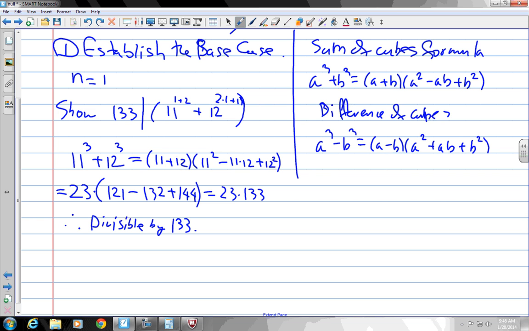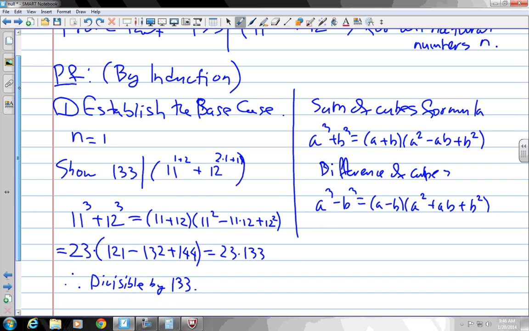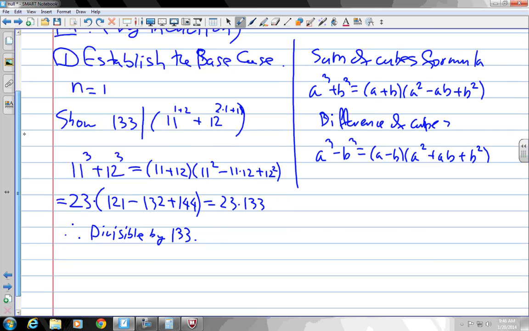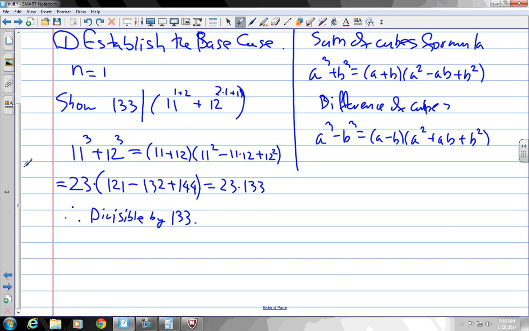Is that okay? I mean, you could have literally gone 11 cubed plus 12 cubed, boom, divide by 133 equals 23, therefore divisible by 133. But this is a little slicker, using some wonderful properties of natural numbers. So we just established the base case. That's basically the long story here, right? We plugged in the smallest value n can be, and then we showed that at that step, 133 divides that big number. Okay? So we've done that.